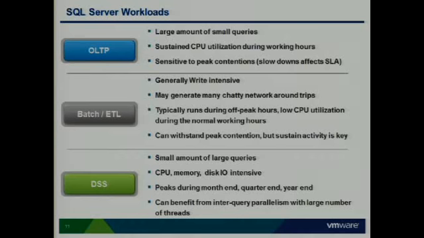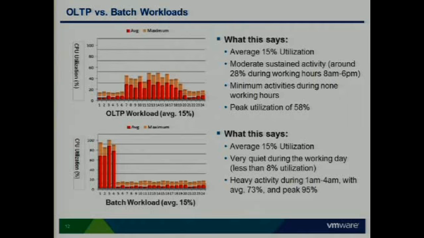So let's look at the OLTP and batch workloads and compare utilization across 24 hours to show you the difference between these 2 workloads. Both of these workloads average 15%. So at a high level, you would say they were pretty much the same. But when you look at hour by hour, you see that they're very different in the type of workload they generate. If you look at the OLTP workload, we saw the majority of the activity during business hours, and again, the batch workload, the majority of the activity was at night.